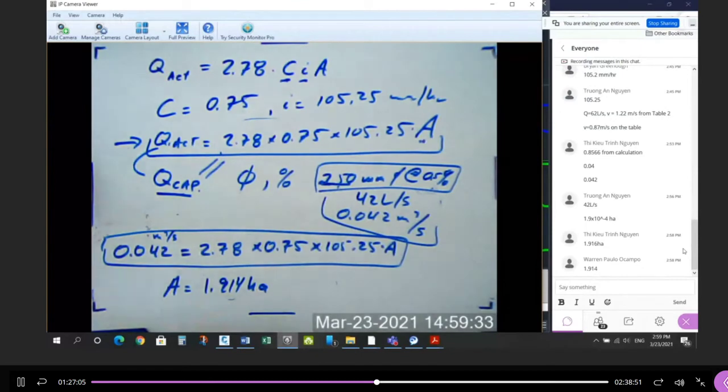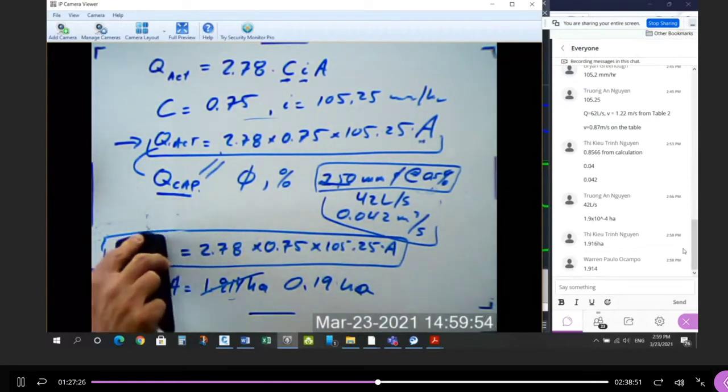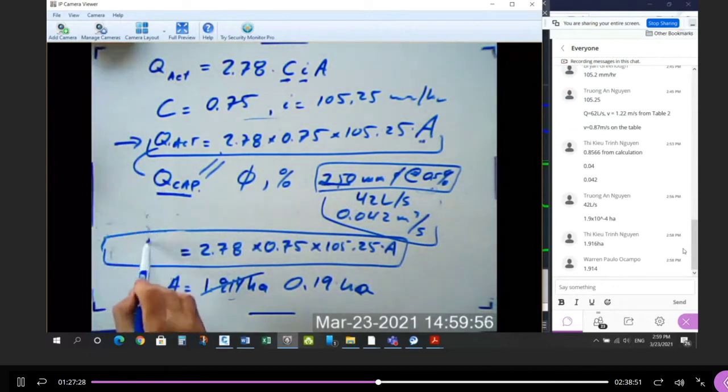And we should get, let me just check my notes, I've done this before, 0.19 hectares. Sorry, this has to be in liters per second, my mistake. This gives me liters per second, so 42 liters per second.